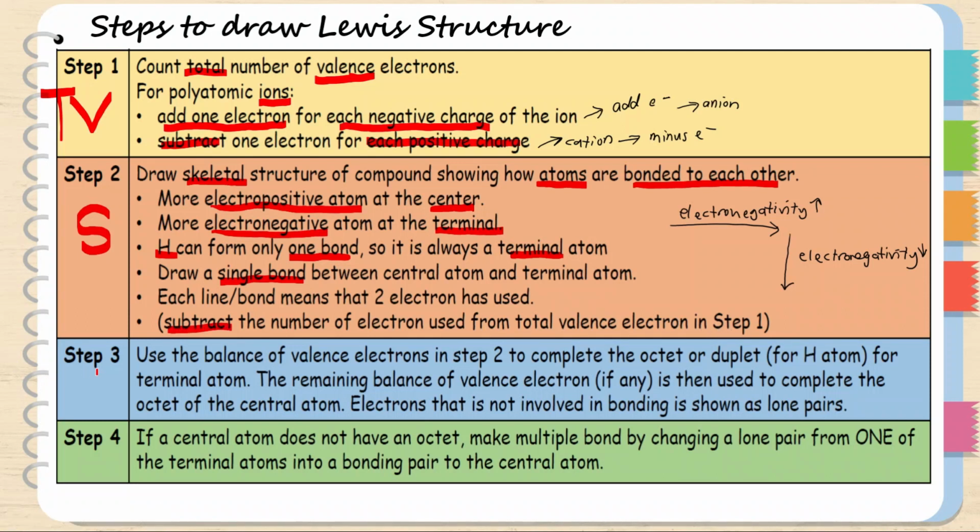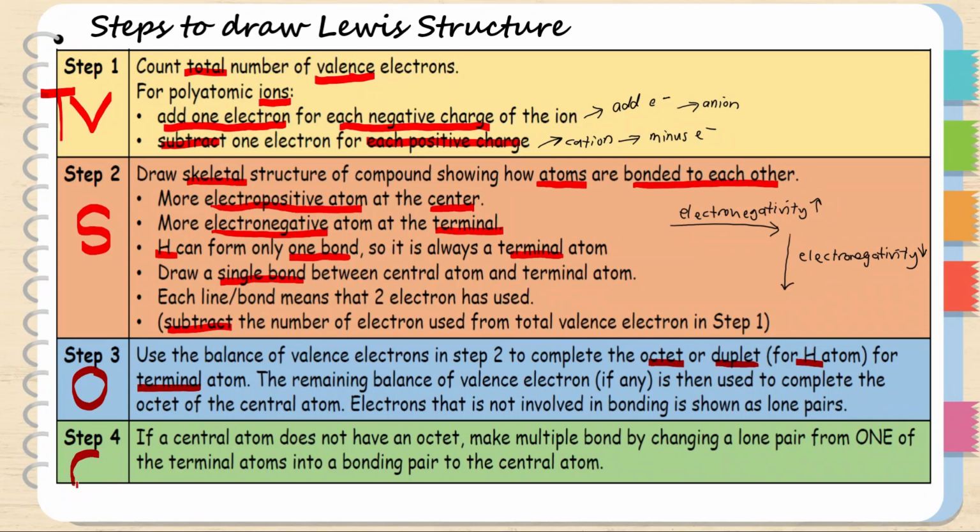Next, step 3 is O. O means octet: we need to make sure that the terminal atom is already octet. Octet means it has 8 valence electrons surrounding the terminal atom. And if your terminal atom is hydrogen, we have to ensure that the hydrogen has achieved the duplet configuration.